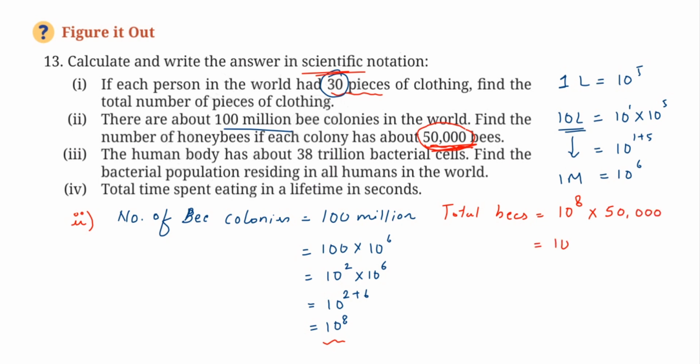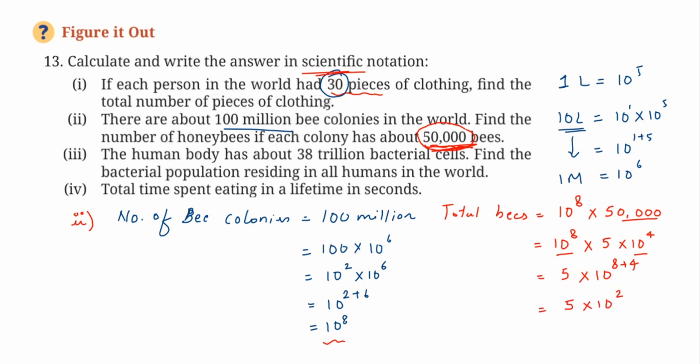This is 10 to the power 8. How many zeros are there? 4 zeros. So this is 5 times 10 to the power 4. Here we have 10 and 10 has a base, so we can add the powers. So we can write it as 5 times 10 to the power 8 plus 4. 8 plus 4 is 12. We get 5 times 10 to the power 12.